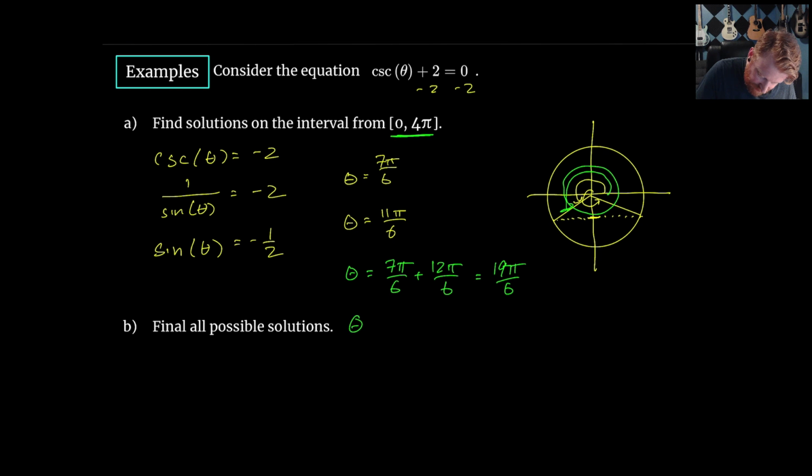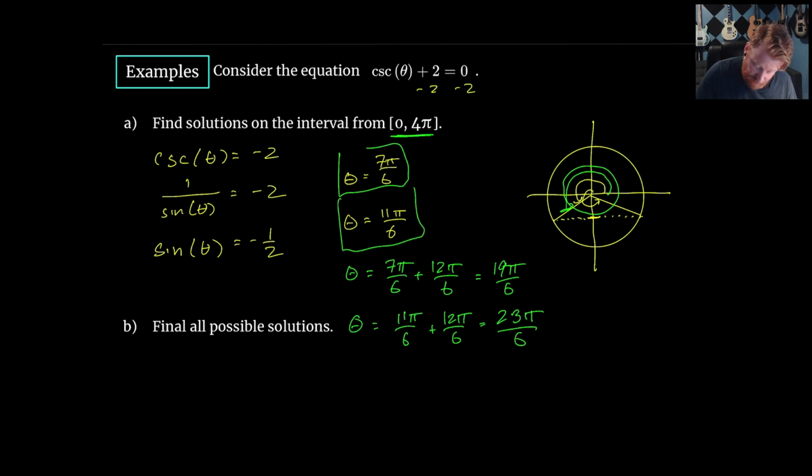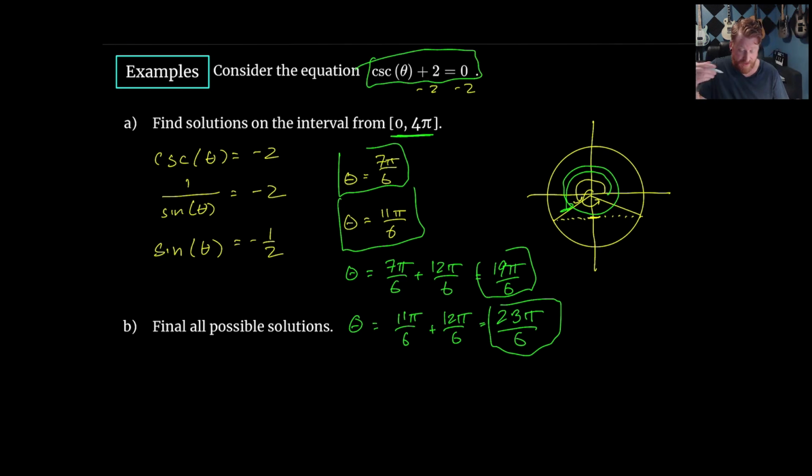We'll keep it green. Theta equals 11 pi over 6. And I want to add 2 pi to that. So we'll add 12 pi over 6, which is 2 pi, to get 23 pi over 6. So here are all 4 of our solutions for 2 revolutions, solving for cosecant of theta plus 2 equals 0. That was our original question here. I know we changed it to sine and solved that way, but this solves our original question.